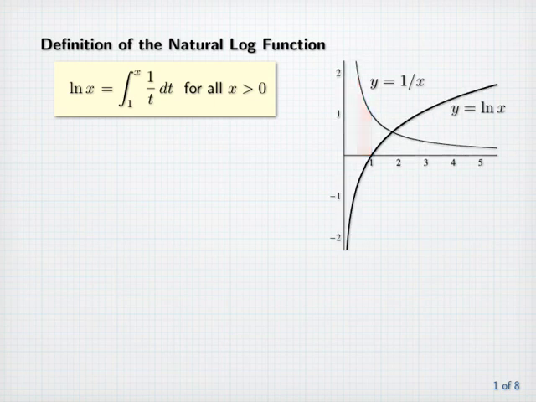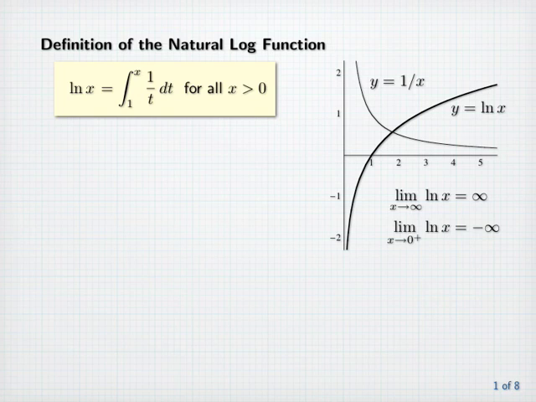It has an x-intercept at x equals 1. Its limit as x approaches infinity is infinity, that is, there's no horizontal asymptote, and its limit as x approaches 0 from the right is minus infinity. Actually, neither of these limits is completely obvious, but we will soon learn why they're true.